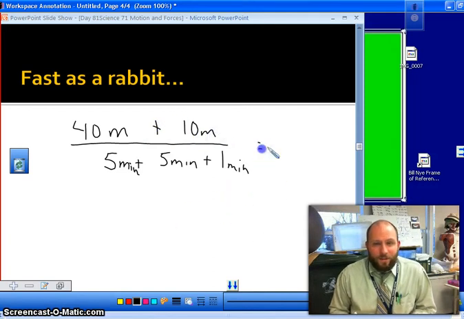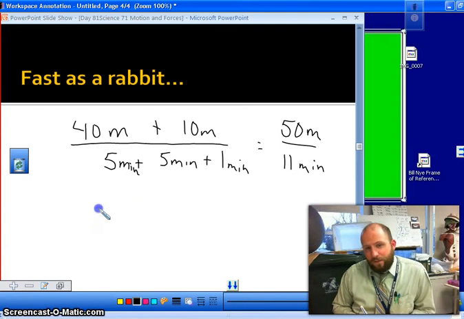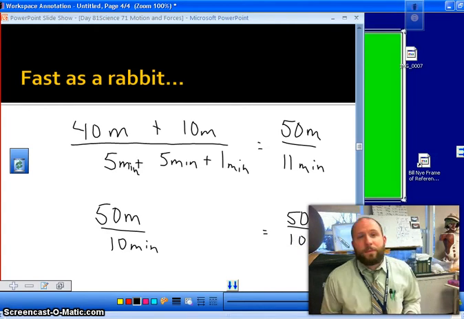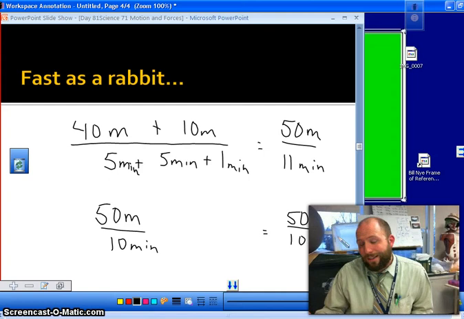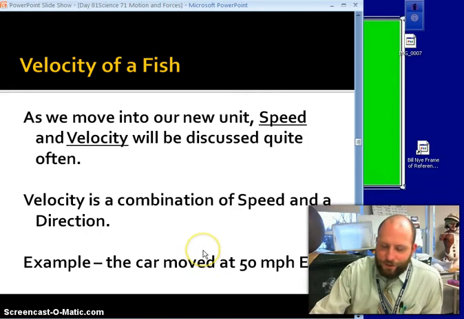So that's the rabbit. So you have a total here of 50 meters divided by a total time of 11 minutes. Now the turtle, if I'm not mistaken, was 50 meters and he did it in exactly 10 minutes. So between the two of them, we now have our average speeds as well as we know who won. In this case here, the turtle did win. The turtle was able to go and cover the distance, the average speed-wise, faster. Cool. Alrighty, velocity of a fish.